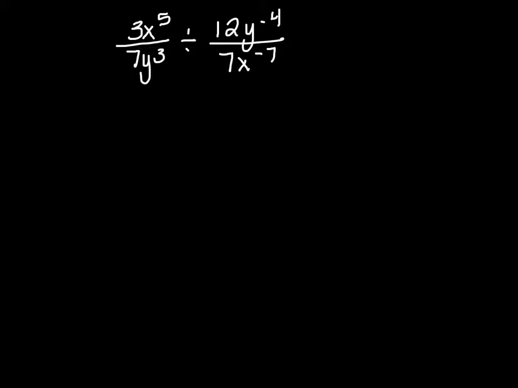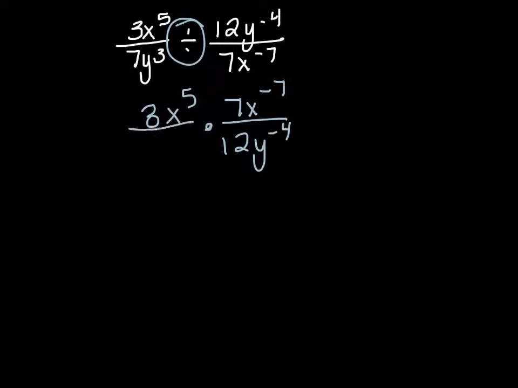Here's another type of problem. What I have here is a division. So I say a silly little saying: dividing fractions is as easy as pi. Flip the second and multiply. So I leave the first and I flip the second. I'm just multiplying by the reciprocal.